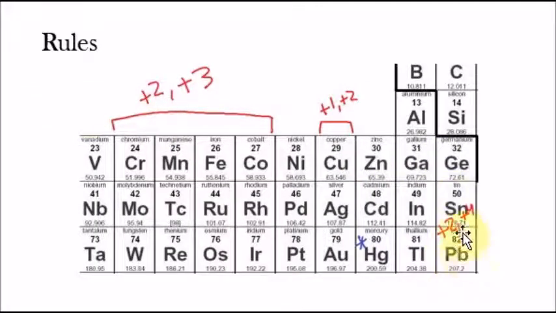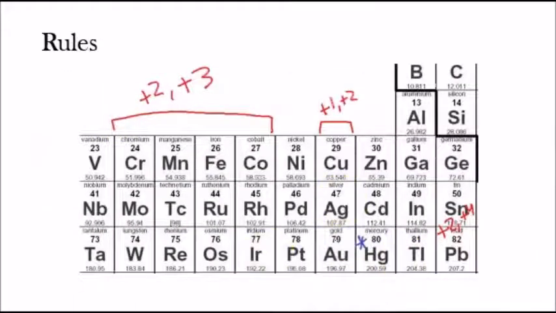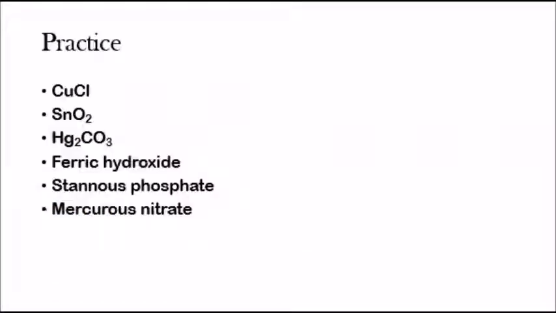Now, the +2 and +4 group, that's for tin and lead. Tin and lead can either have two oxidation states, +2 or +4. So for tin 2, the classical name is stannous. Tin 4 is stannic. Lead 2 is plumbous, and lead 4 is plumbic. All right? And mercury is a little weird. The mercury ion can exist in two forms, Hg2 2+, and that is mercury 1, or just Hg 2+, and that's mercury 2. And this ion, the classical name for it is mercurous, and then this ion, the classical name for it is mercuric.